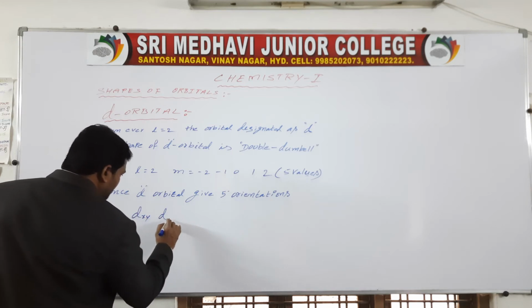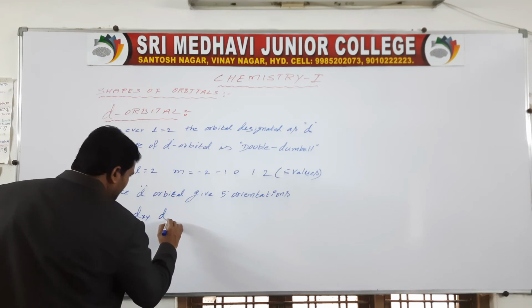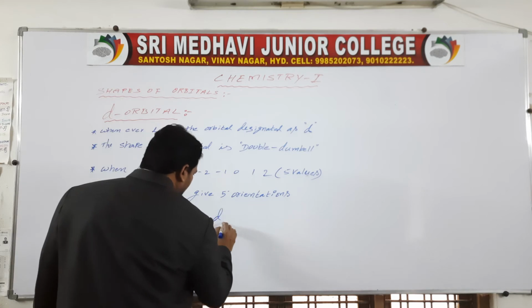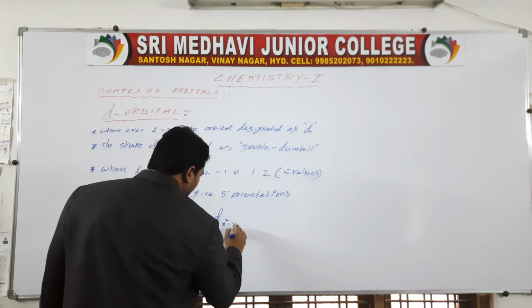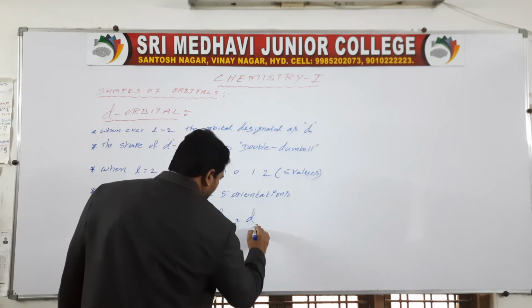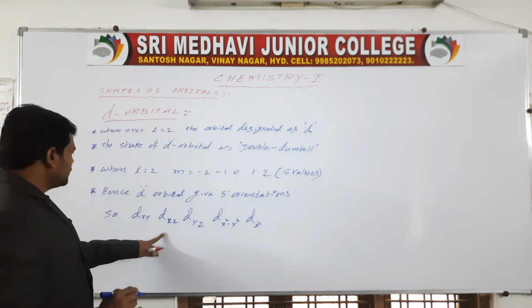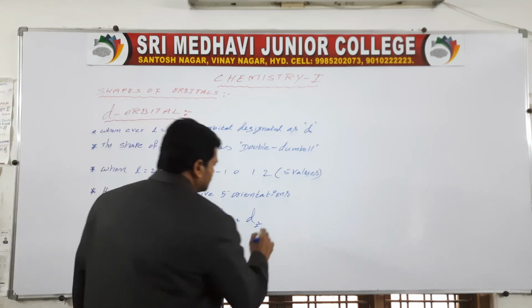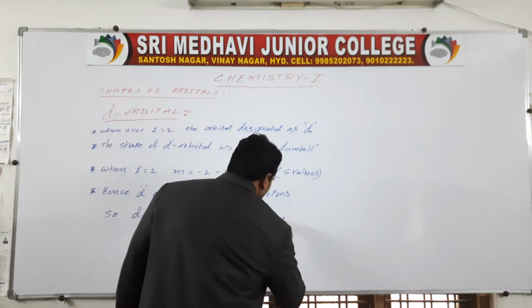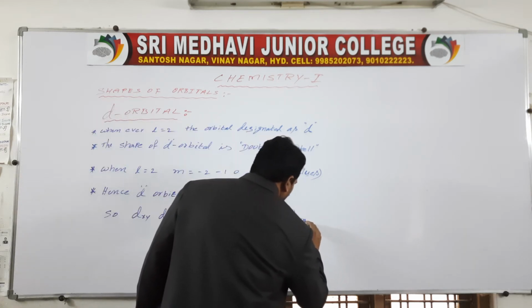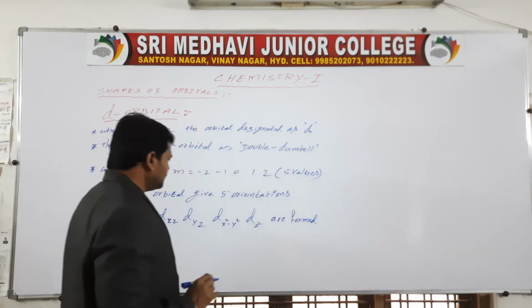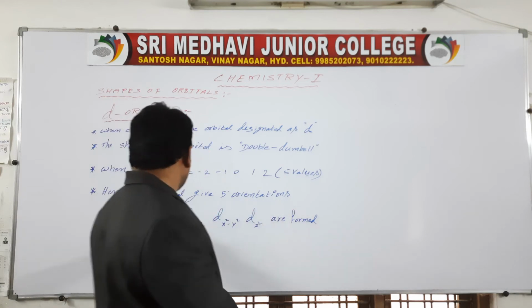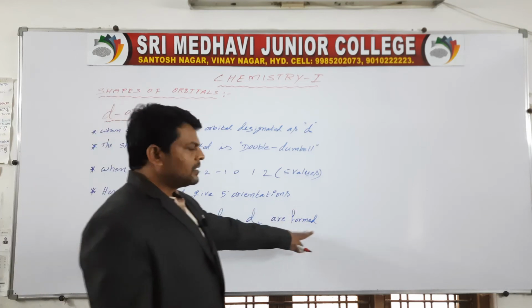So dxy, dxz, dyz, dx square minus y square, dz square are formed. Hence the d orbital gives 5 orientations, so 5 orbitals are formed.